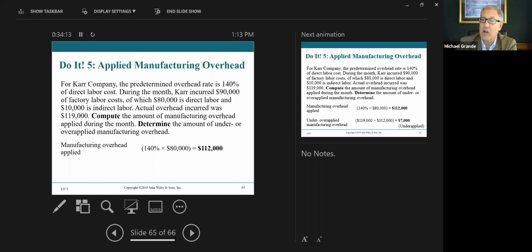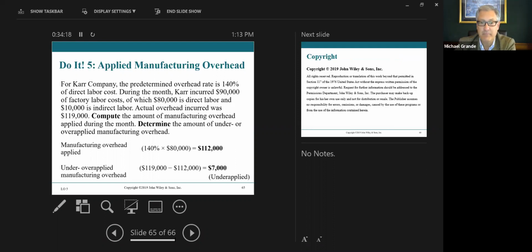Manufacturing overhead applied, right? 140% of direct labor dollars, $112,000. The underapplied. The actual costs, the debit in the manufacturing overhead account, was $119,000. The credit, manufacturing overhead applied, the amount transferred to work in process, was $112,000. They have a net debit of $7,000. They had cost left over. They did not transfer enough actual cost into their product cost account.